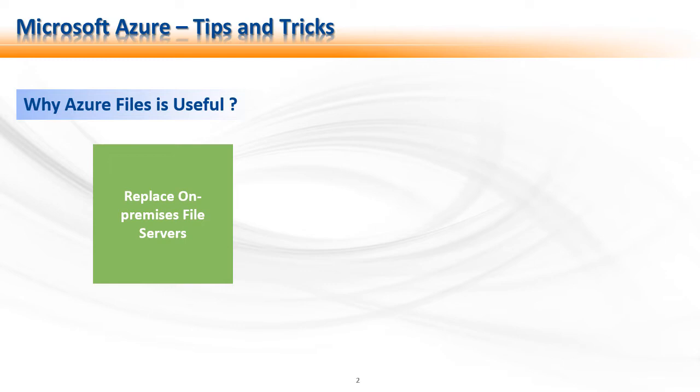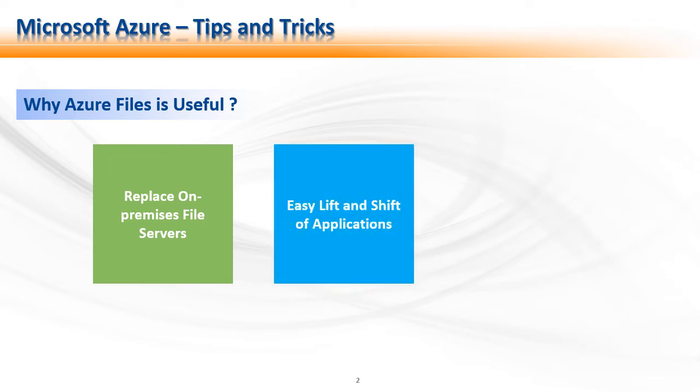The second one is the lift and shift applications. So Azure file shares makes it very easy to lift and shift the applications to the cloud and expect a file share to store the user data. Azure file shares enables both the classic lift and shift scenario where both the application and its data are moved into Azure, and the hybrid lift and shift scenario where the application data is moved to Azure files and the application continues to run on-premises.